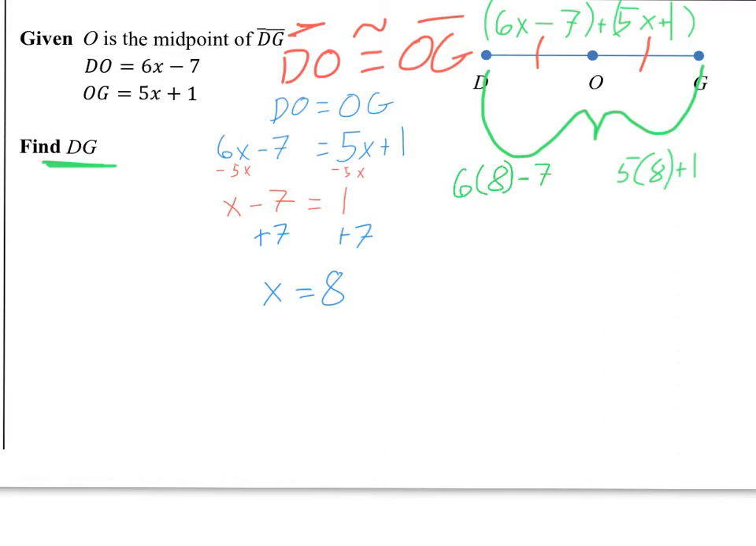So 6 times 8 is 48. 48 minus 7 is 41. 5 times 8 is 40, plus 1 is 41. And look at this. Remember we said that those measures are equal because it's the midpoint? Well, 41 and 41, they're the same thing. We just proved that we actually found the midpoint. So we're going to add those two numbers together to get the entire length here. So that's 82. So DG is equal to 82 units long.